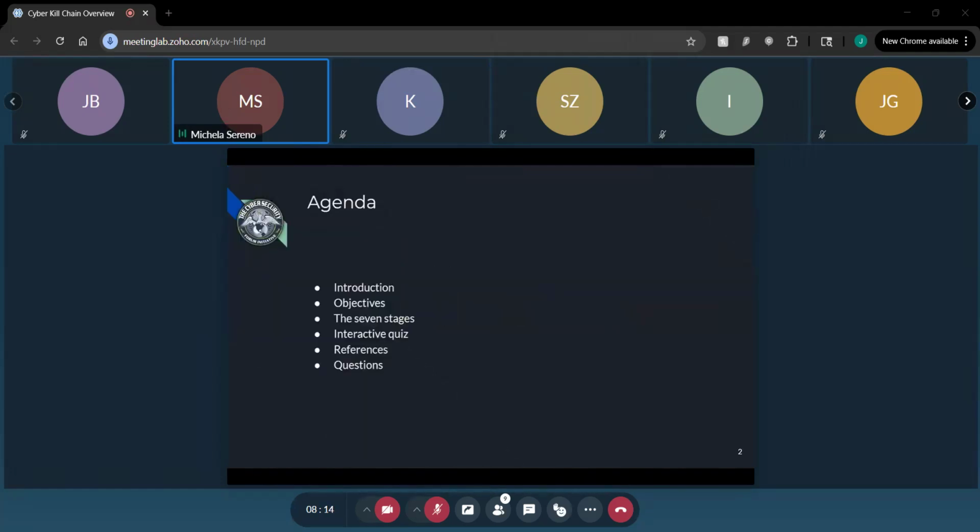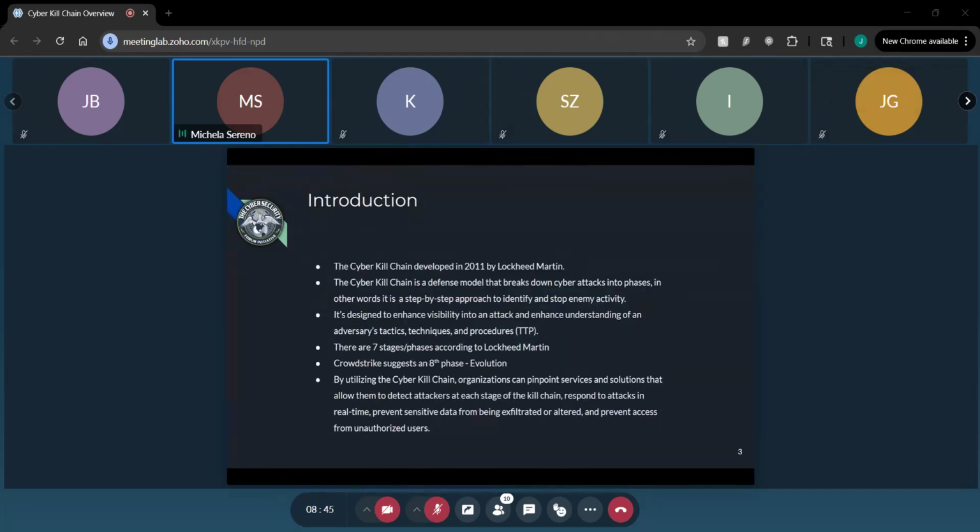Okay, let's look at our agenda today. So we're gonna start with a little introduction on the cyber kill chain, so what it comes from and what it aims to do. Then we look at its objectives and break down each of the 7 key stages. And then we're gonna wrap it up, prepare a short interactive quiz in order to make things interesting, so we can apply what we learn, and then we'll finish with references and questions, okay?